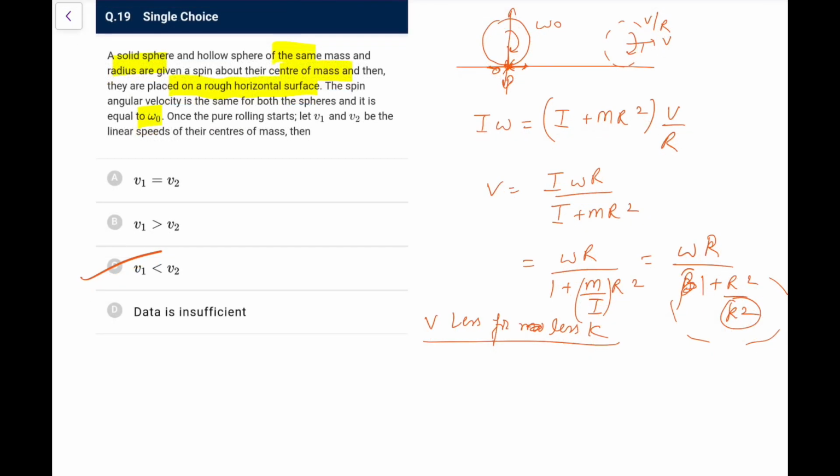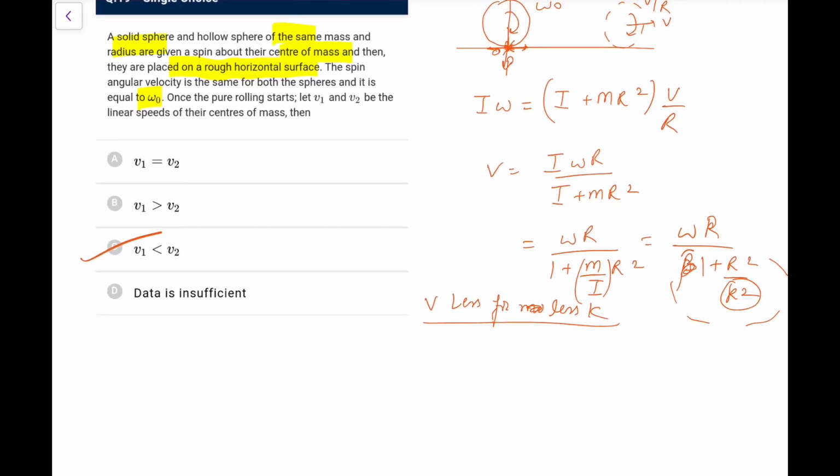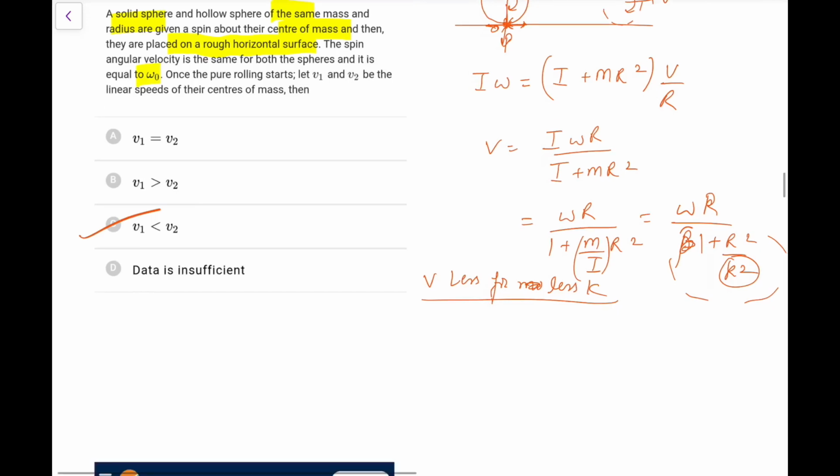You call this k the radius of gyration. If you get confused, I am telling you again, k is the radius of gyration, where k square is 2 by 3 r square for the hollow one and 2 by 5 r square for the solid one.